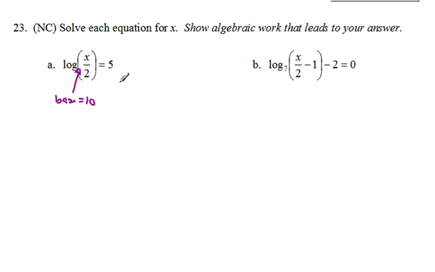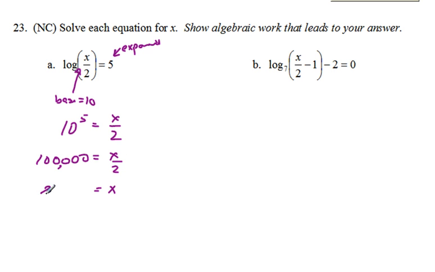And so our first step to solving this one is to rewrite it as an exponential. We take our base 10, and we know this right here is the exponent. So we say 10 to the 5th equals x over 2. Well, I know 10 to the 5th is a 1 with 5 zeros, equals x over 2. And now I simply multiply by 2, and x equals 200,000.